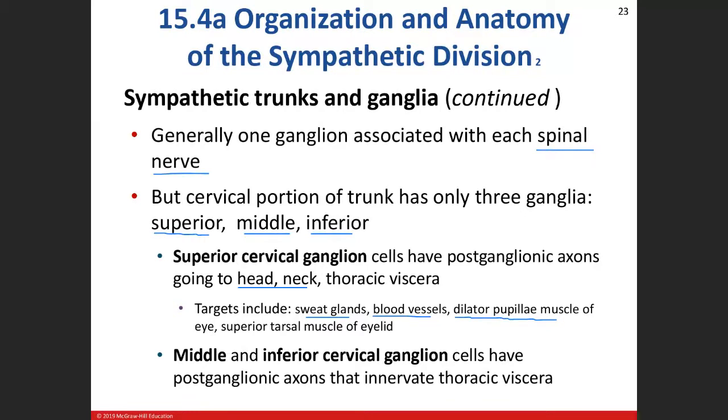In the middle and the inferior ganglia, those postganglionic neurons are going to innervate your thoracic viscera: lungs, heart, blood vessels down in there, and some of the other tissues in there.